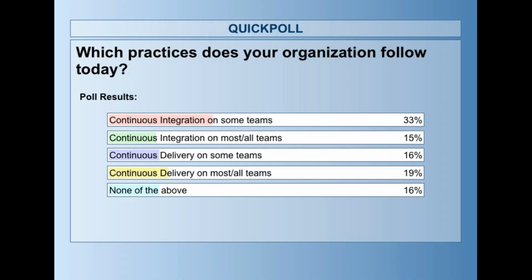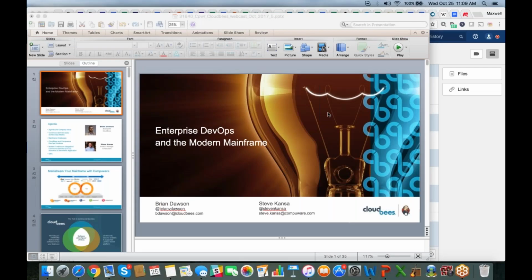All right, this is interesting. As I would expect, we have some people on this call that are trying to close the maturity gap. We have 33% that are practicing continuous integration on some teams. But when we talk about scaling that across the organization, we get roughly less than half of that at 15%. We have 16% that are practicing continuous delivery on some teams. And as a surprise, a break from the norm, we actually have more people practicing continuous delivery on most or all teams at 19%. And it looks like we have 16% that are starting on the path to DevOps maturity. Thanks for your input. Thanks for the poll, Max.